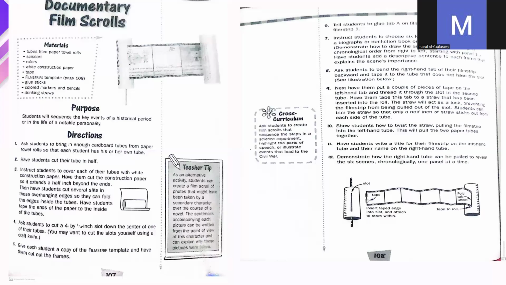One more activity is documentary film scrolls. This is a nice activity for the drafting stage, and it helps you focus on another aspect, which is the organization or coherence. In other words, the logical organization of ideas.